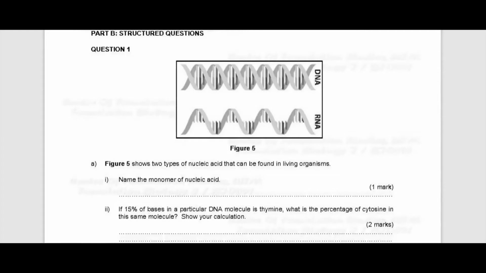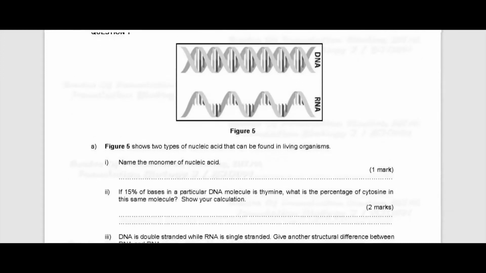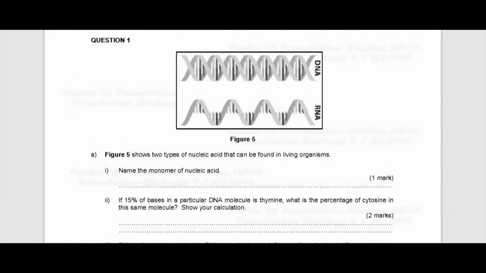Okay, so basically in this video we are going to discuss chapter 1, which is on macromolecules, for part B, structured question. We are going to discuss question number 1 first. Question A says here, figure 5 shows two types of nucleic acid that can be found in living organisms. So there are basically two nucleic acids, which are DNA and also RNA.